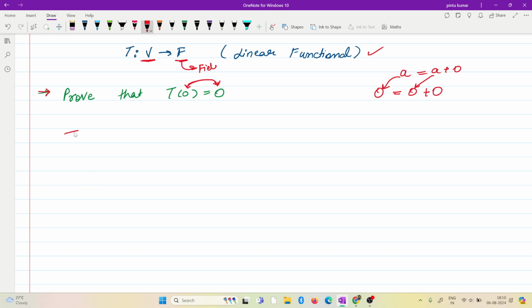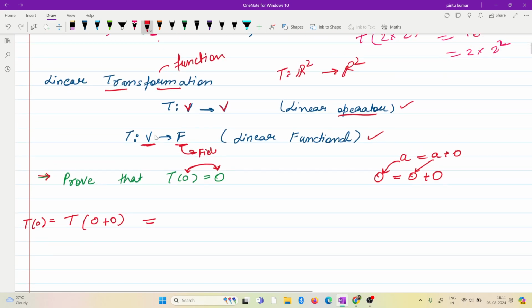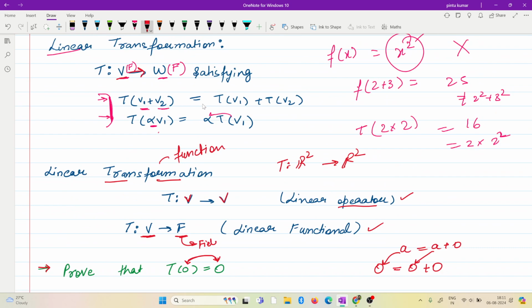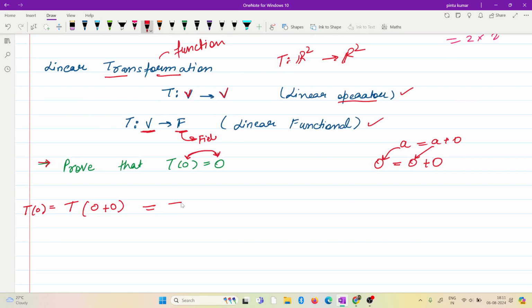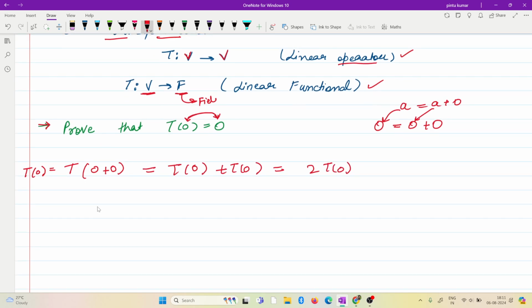So if we have T of 0 plus 0, this is equal to T of 0. Then using the first property of linear transformations, it splits. So this should be equal to T of 0 plus T of 0, which is equal to 2 times T of 0. So what does this mean? If you take this from here and this from here, this would mean that T of 0 is 2 times T of 0.